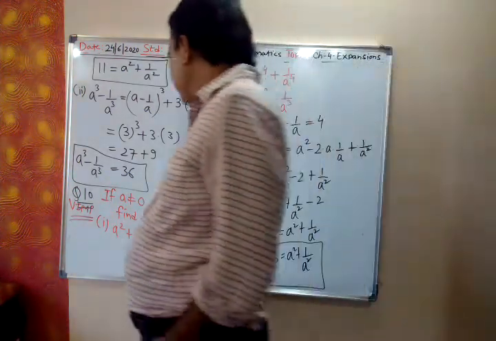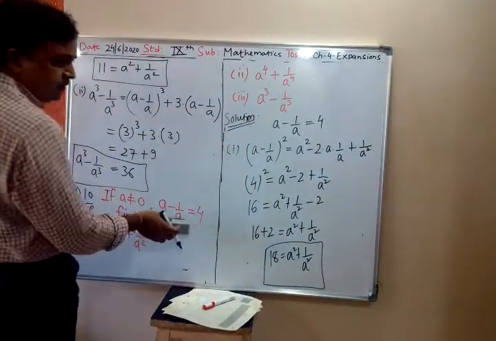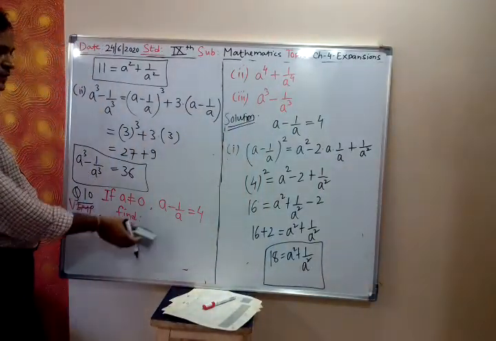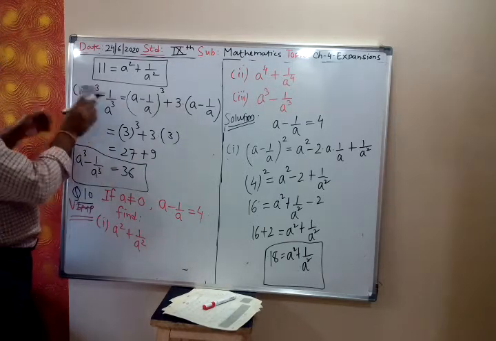So the first part we have found. A minus 1 upon a is 4, and a square plus 1 upon a square is 18. Now let us find the second part.